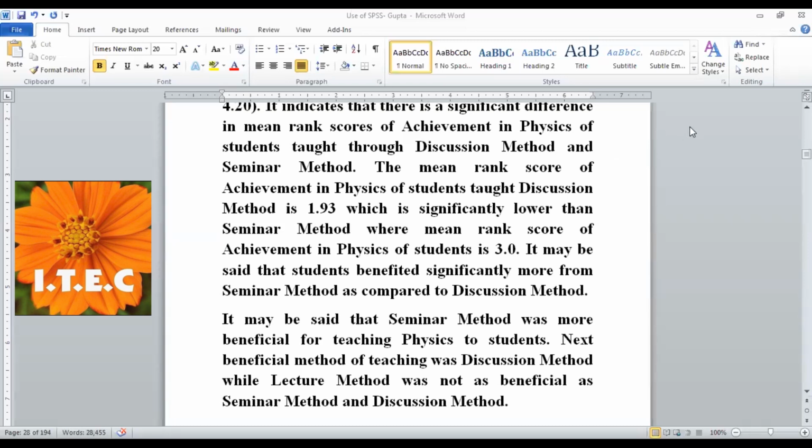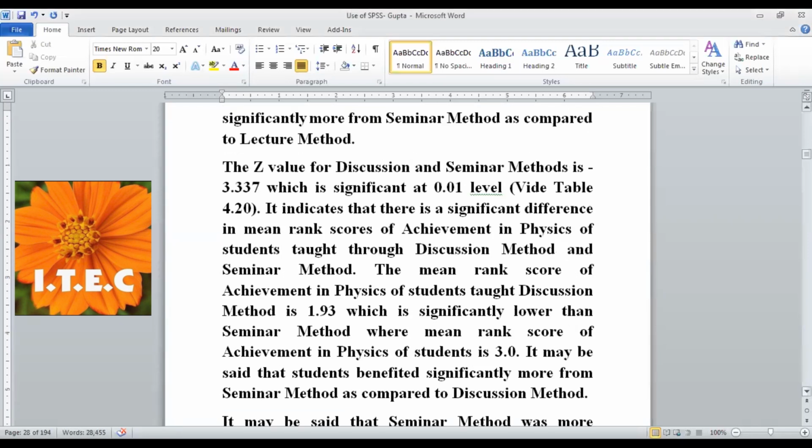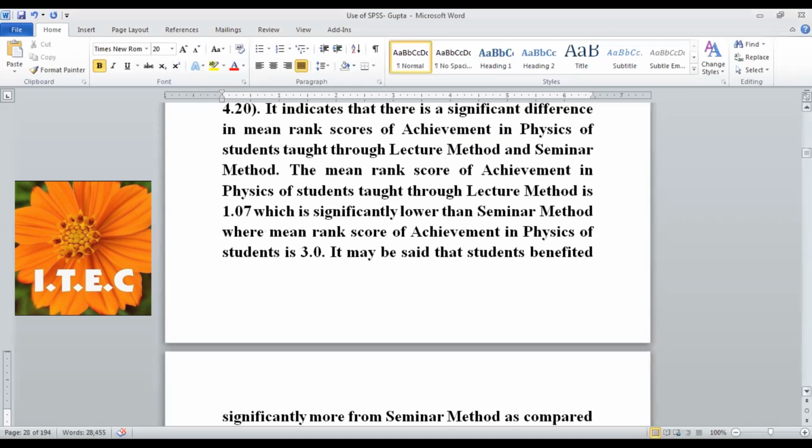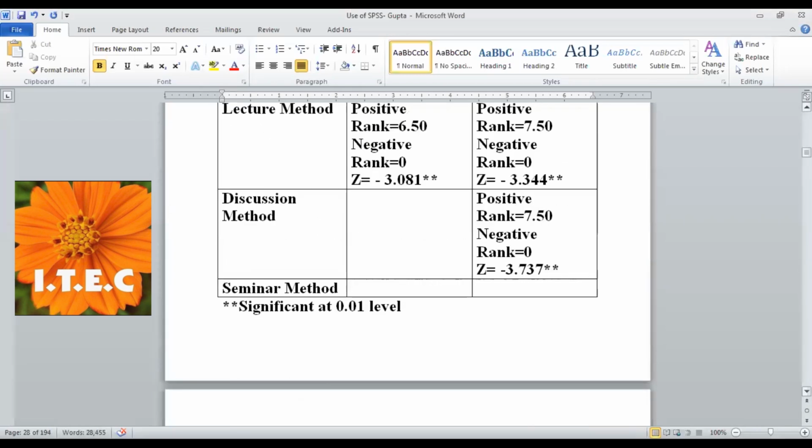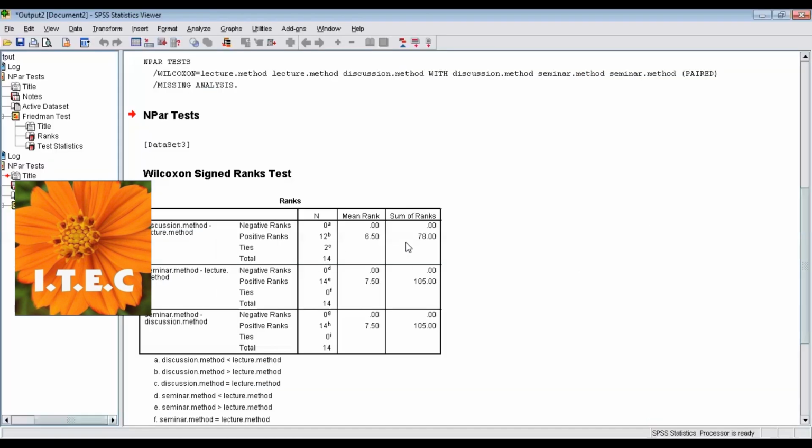Wilcoxon is here. Do you want to see the table or the output? This is the SPSS. If you want to see the process, I can tell you the process.